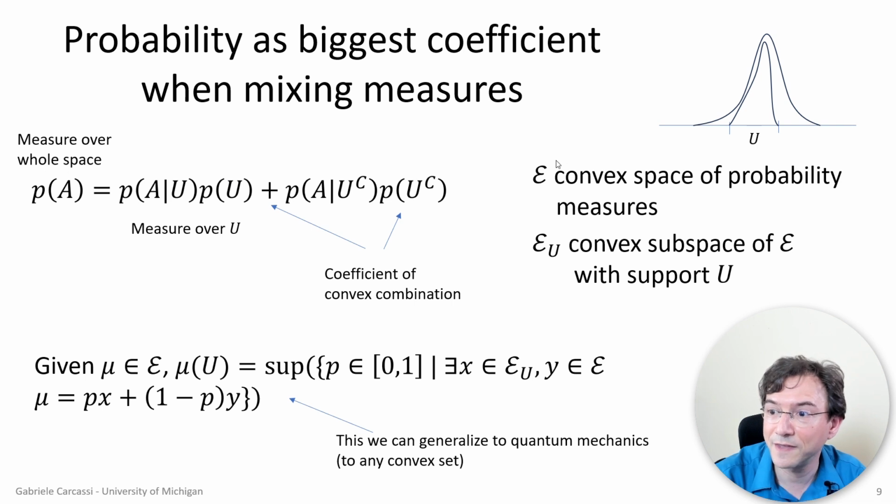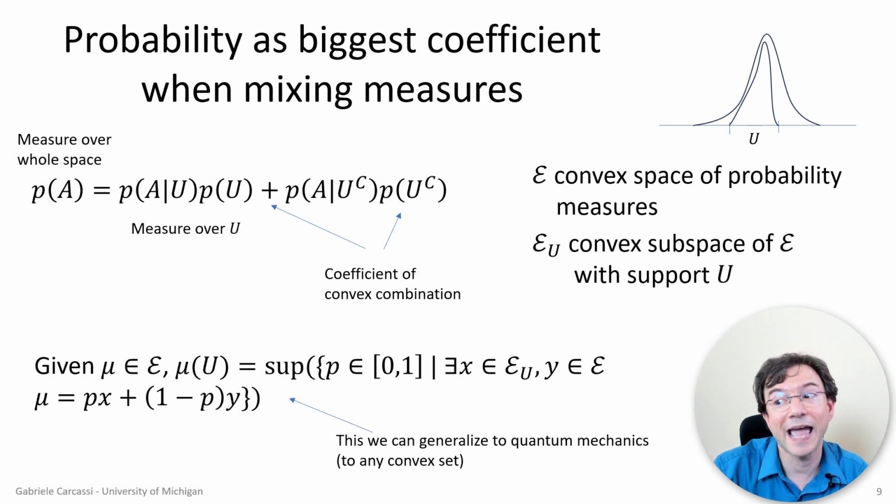So if you take this E as the convex space of probability measures and EU the convex subspace of E with support U, then you find that if you take a measure from E, then the measure in U you can find by taking all the possible convex combinations of all the elements in EU plus elements outside. You find all the possible weights that you put here, and you take the supremum, and that supremum is going to be the mu U. And so this is going to be a property that measures have.